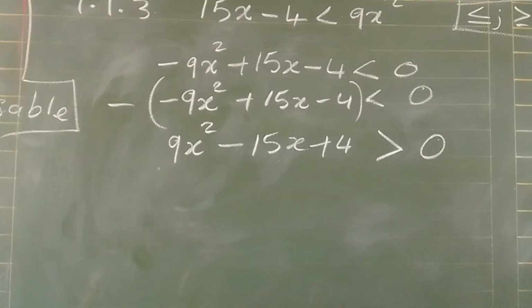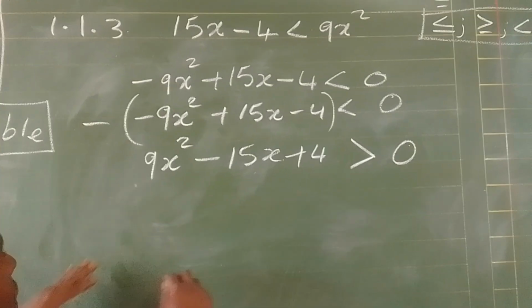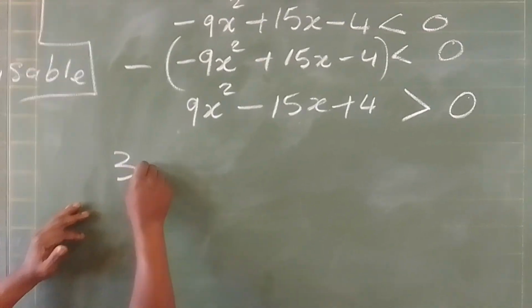Now from here, we are going to factorize. Factorizing here is going to be simple. It's 3x.